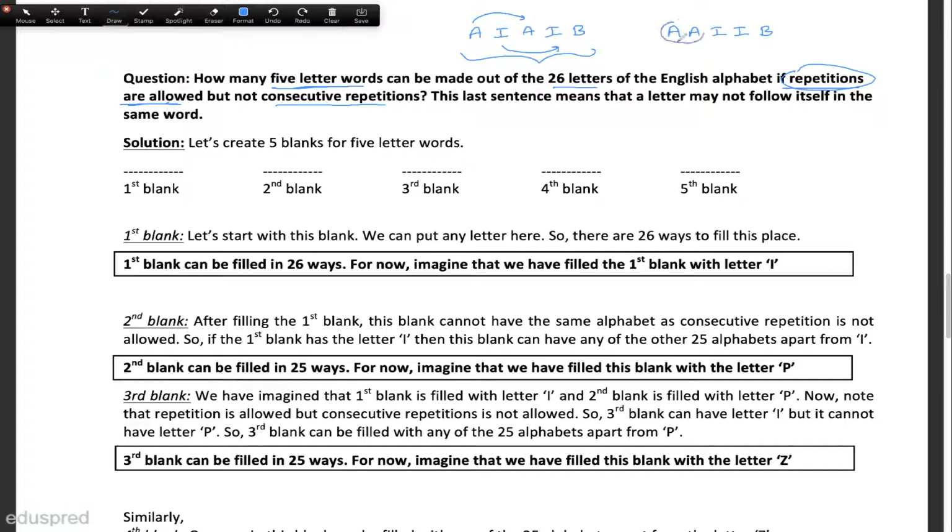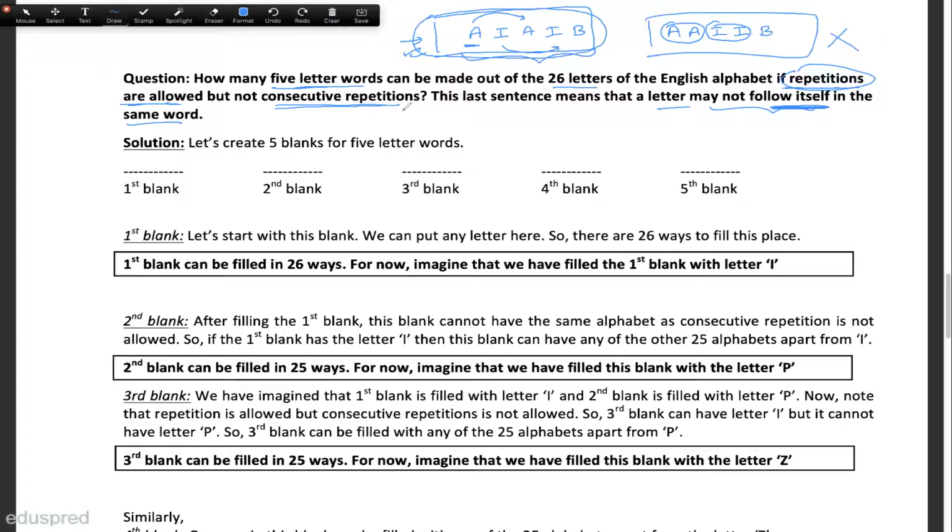So this is consecutive repetition. After A, we have an A. This is also a consecutive repetition because after I, we have an I. Over here we do not have consecutive repetition, right? After A we have I, and then after I we have A, and then again after A we have I. So in this word there is repetition, and the repetition is allowed, but there is no consecutive repetition. So these types of words are allowed, but those types of words are not allowed. That's what we mean by repetitions are allowed but not consecutive repetitions. That means a letter may not follow itself in the same word.